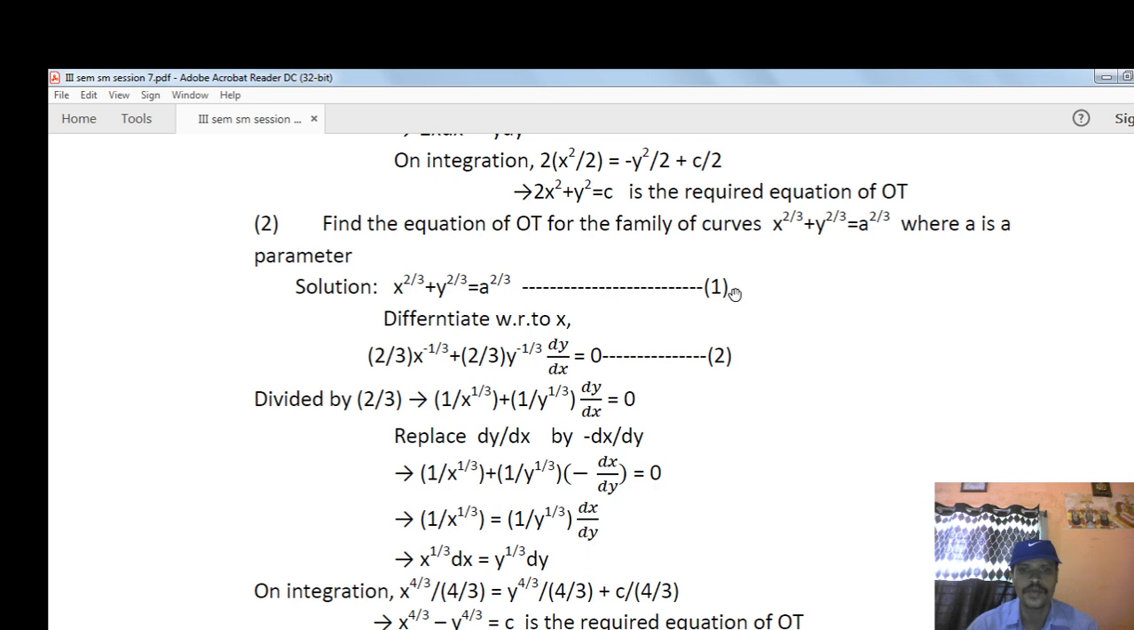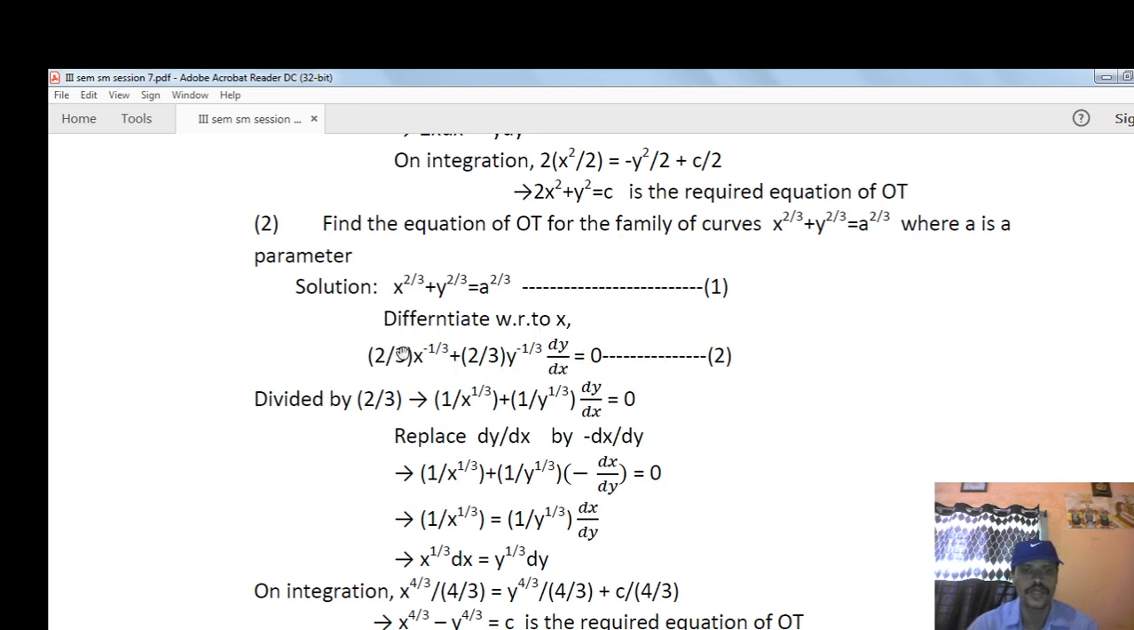And this is the given family of curves, call this as 1. Differentiate with respect to x, 2 by 3 into x to the power of 2 by 3 minus 1, it is minus 1 by 3, plus 2 by 3 into y to the power of 2 by 3 minus 1, it is minus 1 by 3, into dy by dx, is equal to, here a is a constant, so the derivative will be 0. Now I have to remove a value between 1 and 2, but please observe in the equation 2, we have no a value. Here already a is removed.